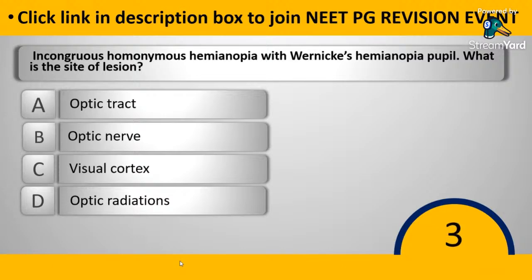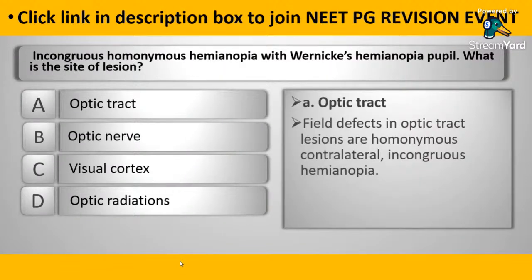Incongruous homonymous hemianopia with Wernicke hemianopic pupil. What is the site of lesion? A. Optic tract. B. Optic nerve. C. Visual cortex. D. Optic radiations. The correct answer here is optic tract. The field defect in optic tract lesions is homonymous contralateral incongruous hemianopia.